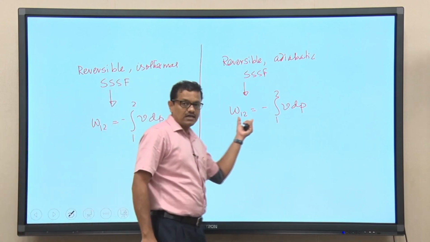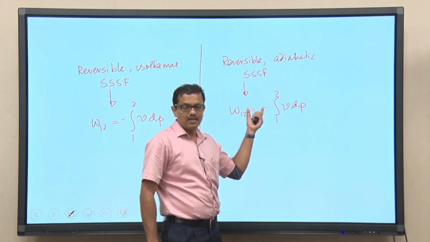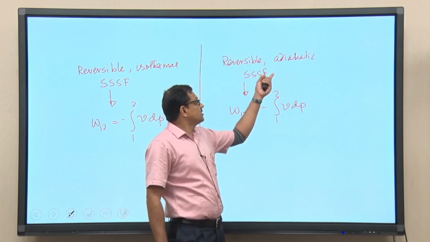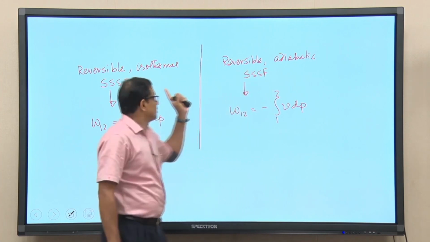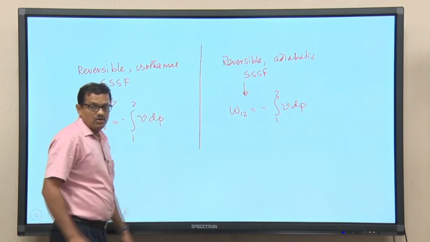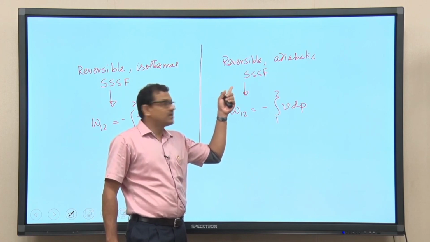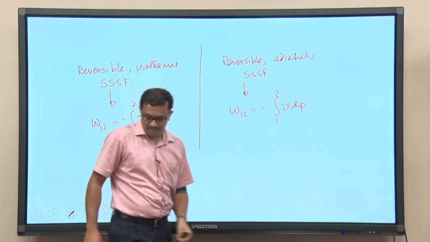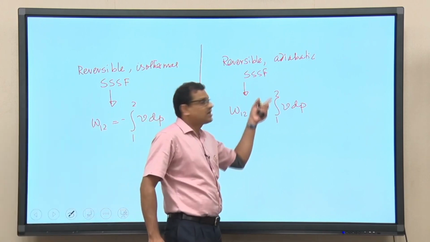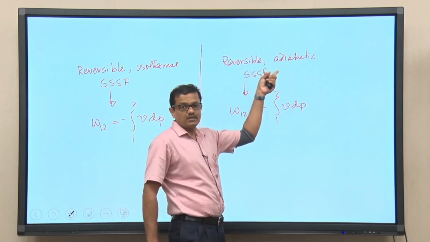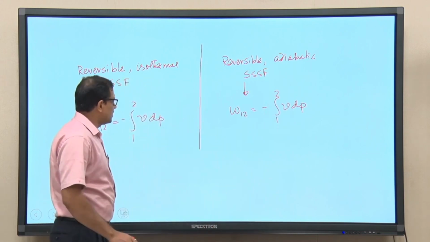The expression of work done for the steady state steady flow process is generic, no matter whether the process is adiabatic or isothermal. So, the expression of work done for the reversible steady state steady flow process is generic, and it does not depend on whether the process is adiabatic or isothermal. So, this is what is important.